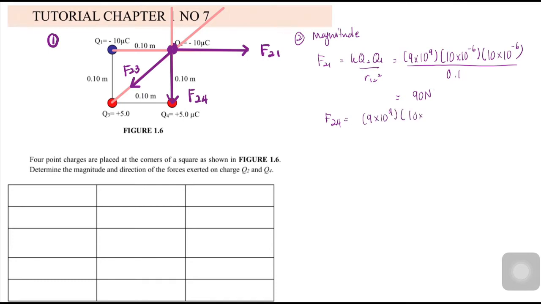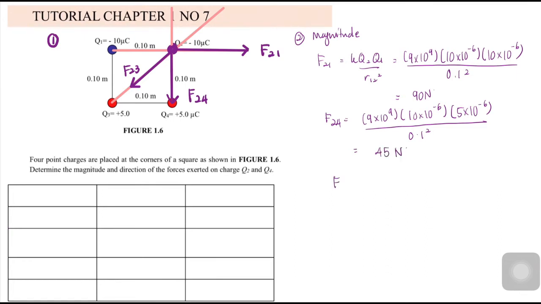So next kita calculate F24. So 9 kali 10 kuasa 9. Q2 adalah 10 times 10 negative 6. Q4 is 5 times 10 negative 6. Dia punya separation is 0.1. Tu saya dah tulis square. So ni pun 0.1 square. So now we got 45 Newton.